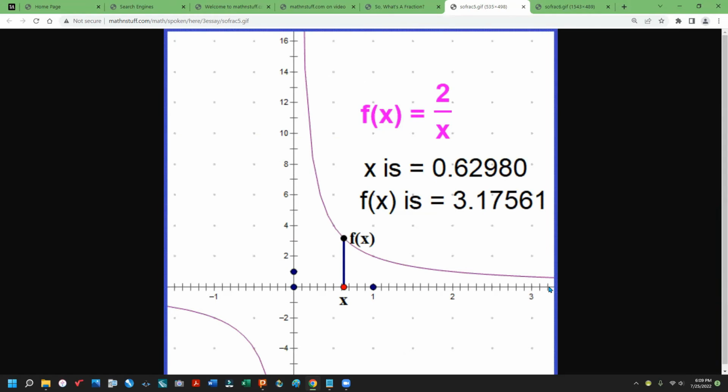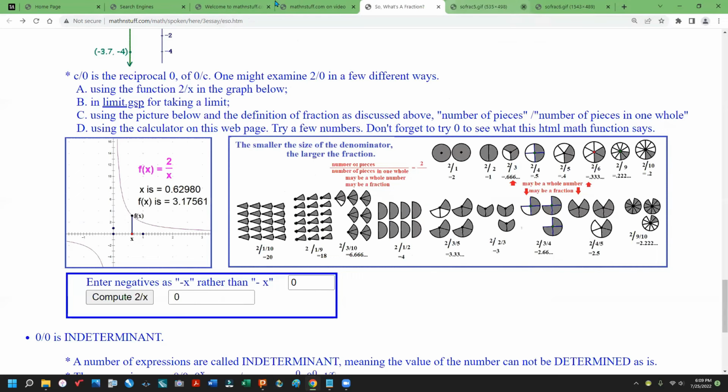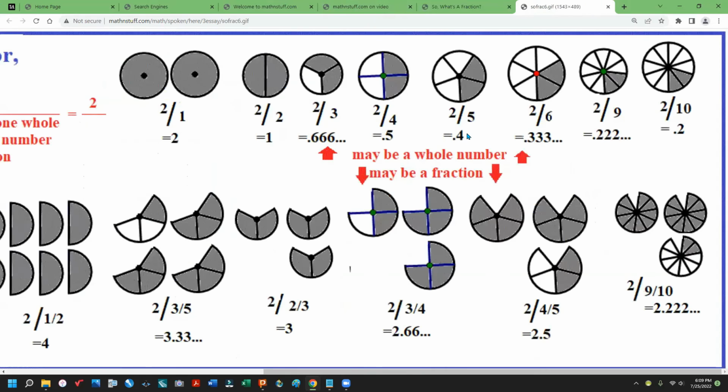As you make the number of pieces in 1 whole smaller and smaller, the size of the fraction increases. Let's see if we can find one we were on. All right, so we have 10ths, but not all of them. 9/10 makes up 1 whole.